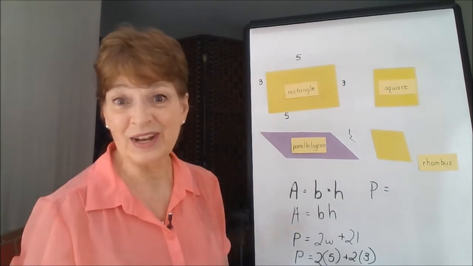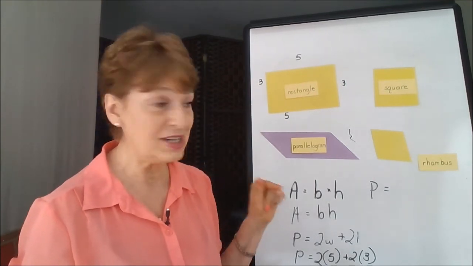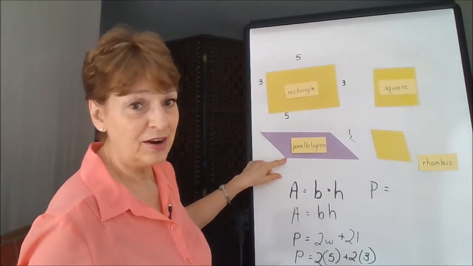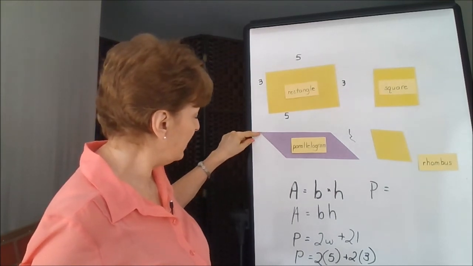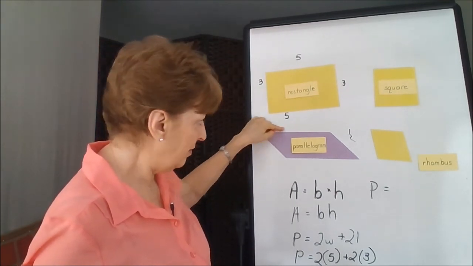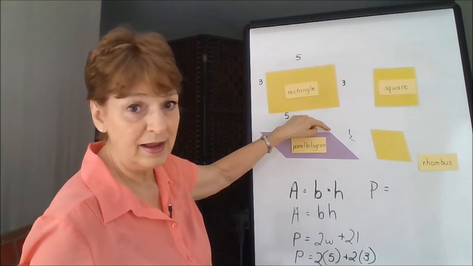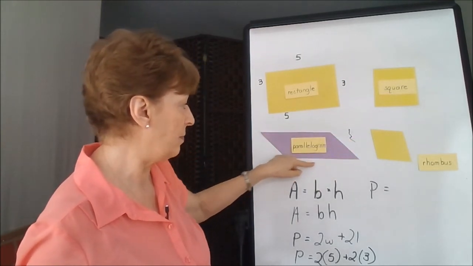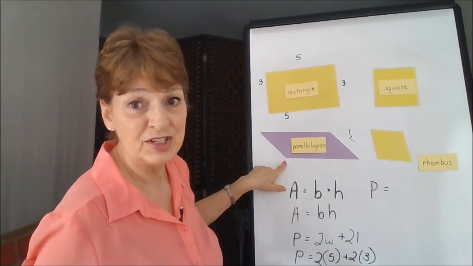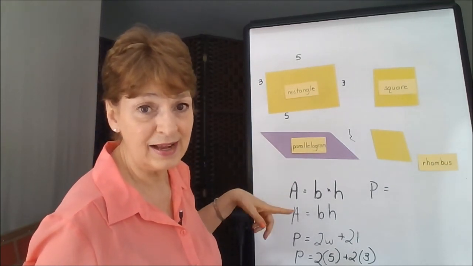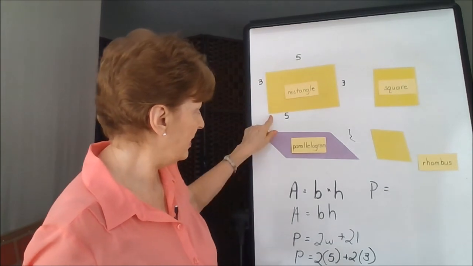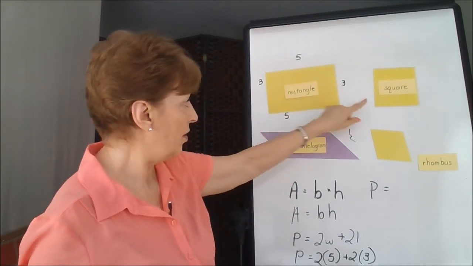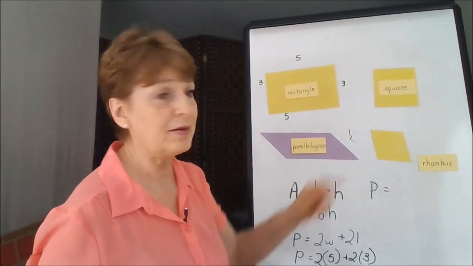If you understand that the perimeter means that you start in one spot on a figure and walk how many steps this way, and then add how many steps this way, and then you add how many steps this way until you get back to where you started. So perimeter is adding up all the sides, and area is base times height for rectangle, square, parallelogram, and rhombus.